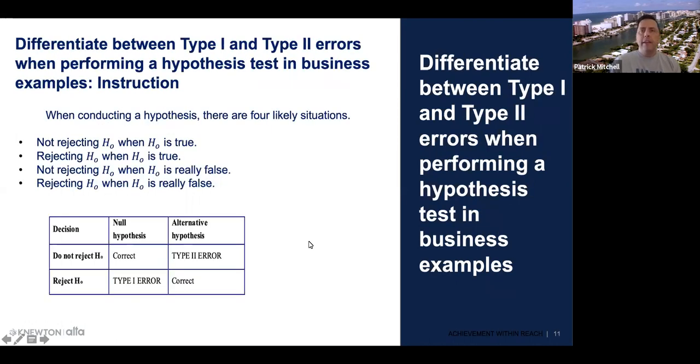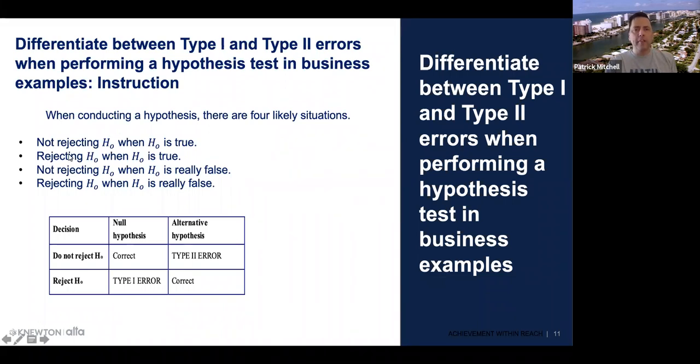All right, next we come to differentiating between type 1 and type 2 errors when performing a hypothesis test. So there are 4 possible things that can happen with your hypothesis test. Not rejecting the null hypothesis when the null hypothesis is true. So that would be a good thing. That would mean that we reached the correct conclusion. And on the next slide, I'm going to relate this back to the criminal trial.